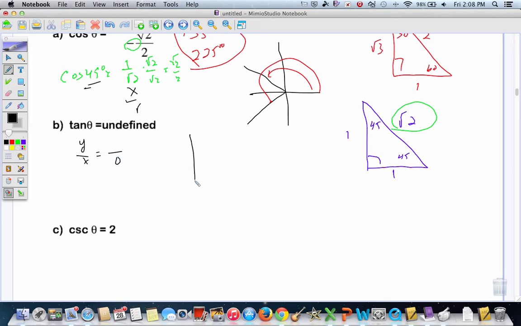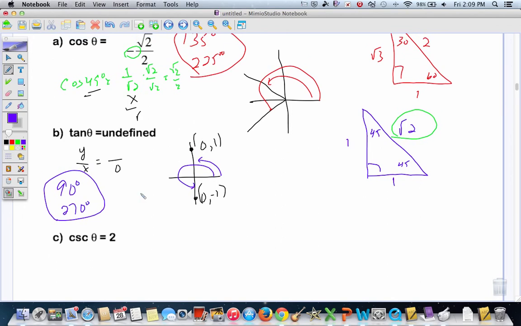For tangent to be undefined, tangent is y over x. That means undefined means that x has to be 0. If we think long and hard about our coordinate plane, it has an x value of 0 here on the y-axis here and here. This is 0 and 1. This is 0 and negative 1. So tangent is going to be undefined at 90 degrees, where we have 1 over 0, and at 270 degrees, where we have 0 over negative 1. 90 degrees and 270 degrees. So those are our two answers for tangent being undefined.